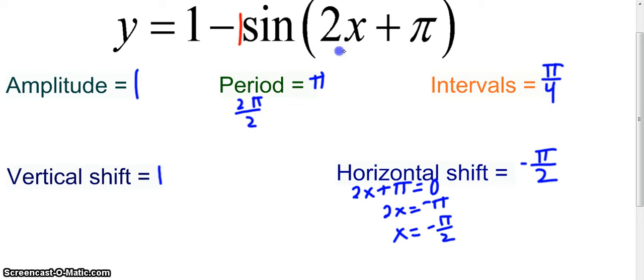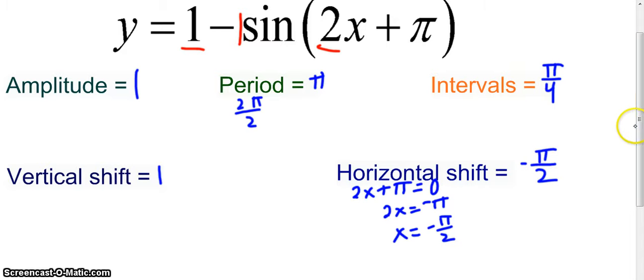The period is 2 pi divided by b. That's my b value. 2 pi divided by 2 is pi. The intervals are the period divided by 4. The vertical shift is the number added outside, in the front or the back. So that's the 1, and then the horizontal shift, I got this by setting what's in the parentheses equal to 0 and solving for x, so I got -pi/2, so I'm going to shift left pi/2.